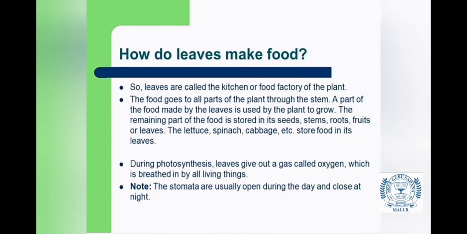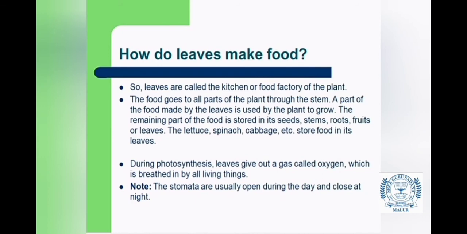So how do leaves make food? Leaves are the kitchen or the food factory of a plant. Which is the food factory of a plant? It is green leaves. The food goes to all parts of a plant through the stem. A part of the food made by the leaves is used by the plant to grow. The remaining part of the food is stored in its seeds, stems, roots, fruits or leaves. The lettuce, spinach, cabbage, etc. store food in their leaves.